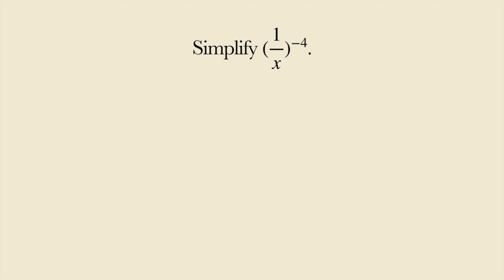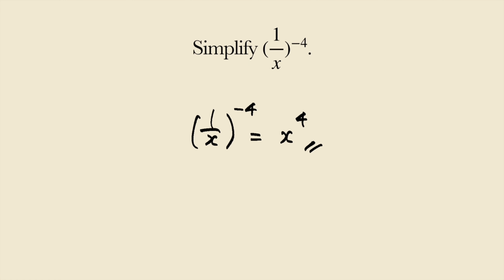This is where I introduced the concept of flipping to change your powers to negative. So look at this power negative 4 here. Well, how to turn that into positive 4? Well, you flip what's inside here. So instead of 1 over x, you turn it into x over 1. Well, what's x over 1? It's just x. So therefore, x to the power 4.